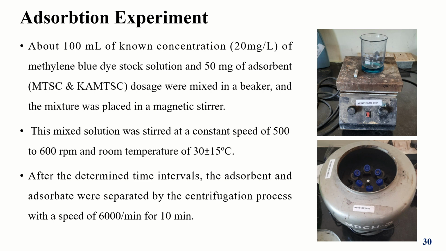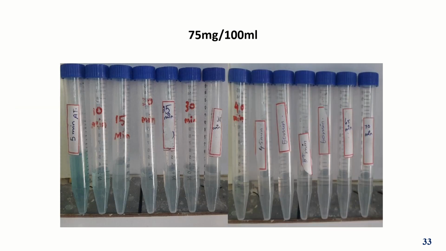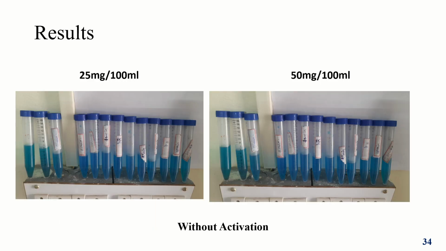Adsorption study: 100 ml of methylene blue solution of known concentration, and 50 mg of adsorbent, were mixed in a beaker and placed on a magnetic stirrer, which will stir at a constant speed of 500 to 600 rpm at room temperature, 30 plus or minus 15 degrees Celsius. After determined time intervals, the sample is collected and put in a centrifuge at about 6000 rpm. This is the collected sample result. For 75 mg, it reaches the maximum efficiency.